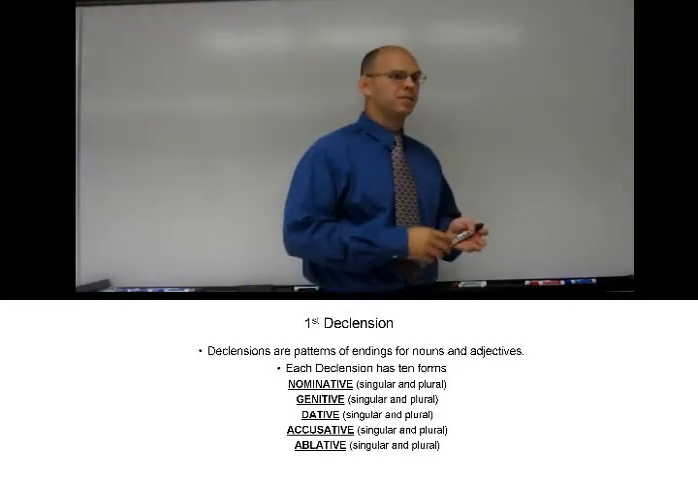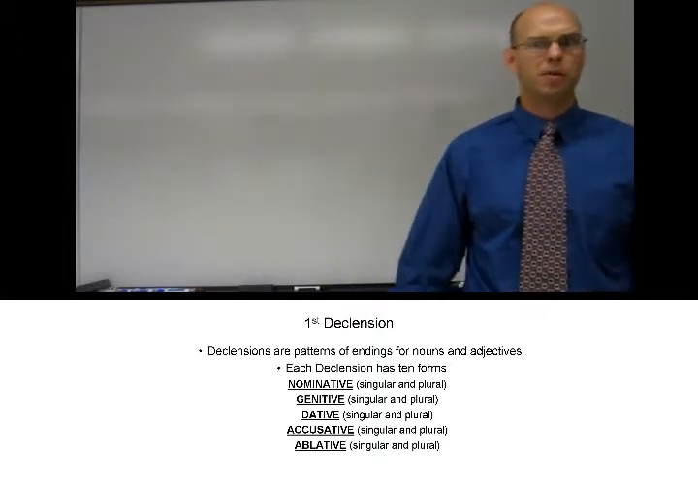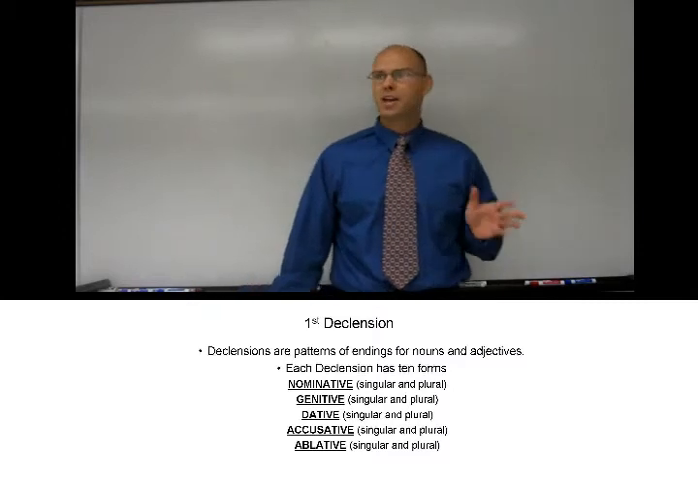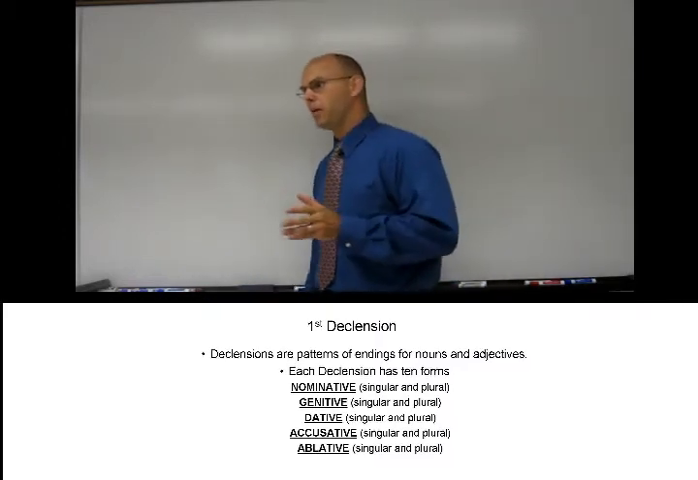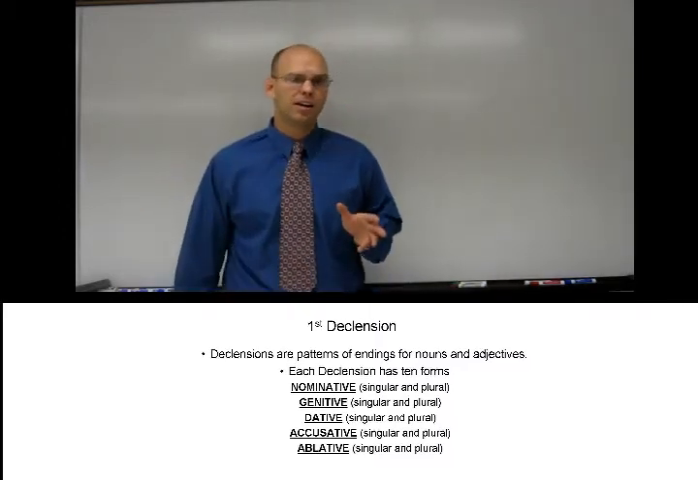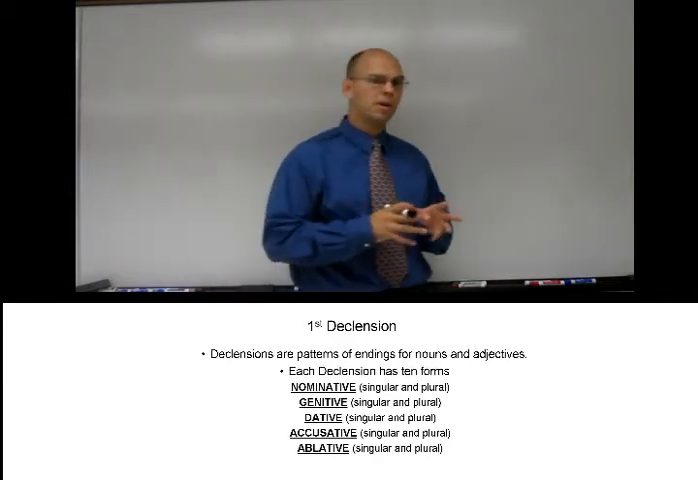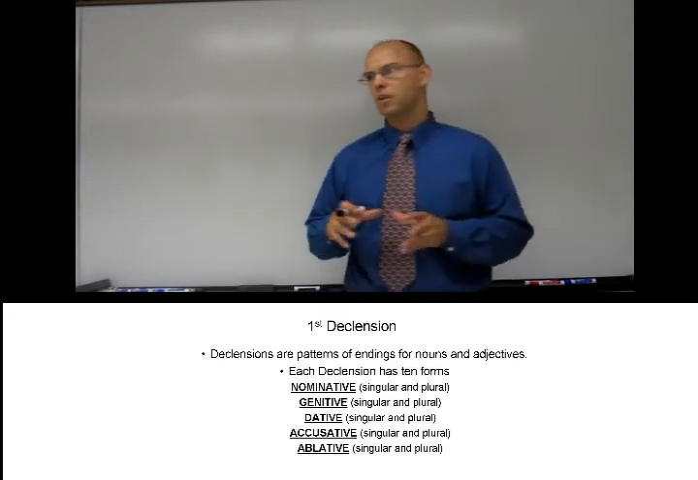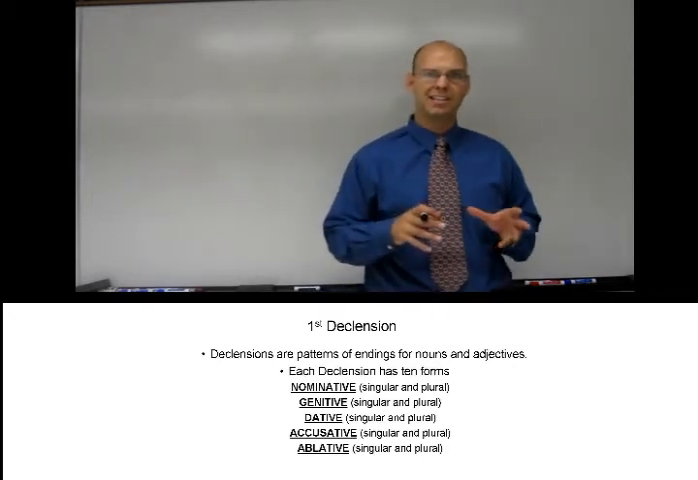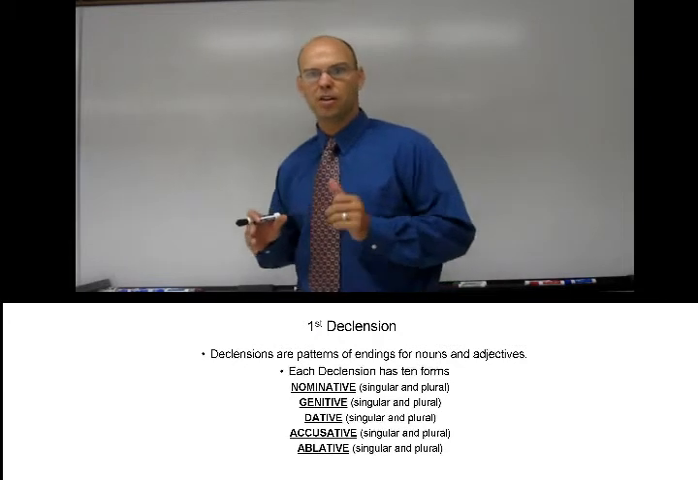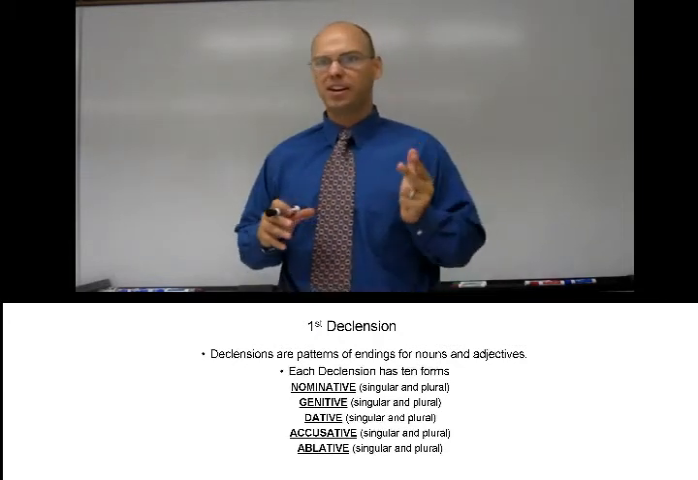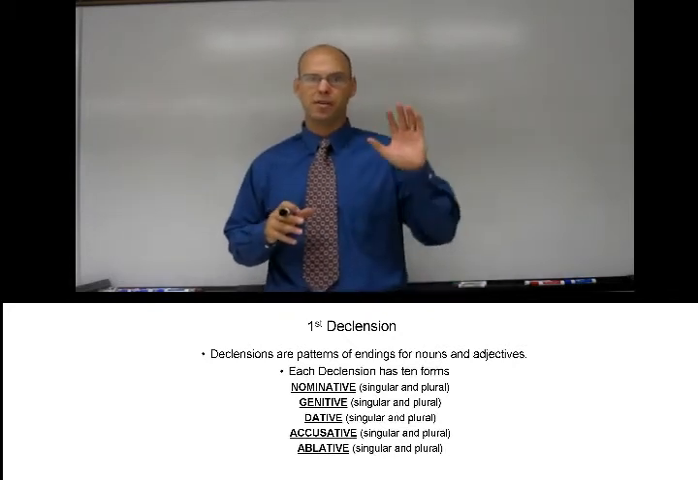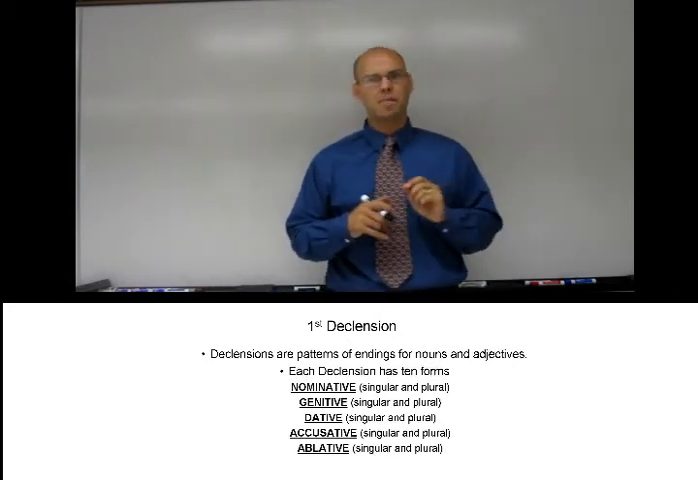Today we're going to learn about the first declension, or review the first declension for some of you. Remember, declensions are used for nouns and adjectives, but primarily right now we're going to focus on nouns. A declension is just a group that a noun belongs to, and that group follows a distinct pattern. Each declension has 5 cases: nominative, genitive, dative, accusative, and ablative, both singular and plural. So there's that 5, and then the singular and plural making 10.